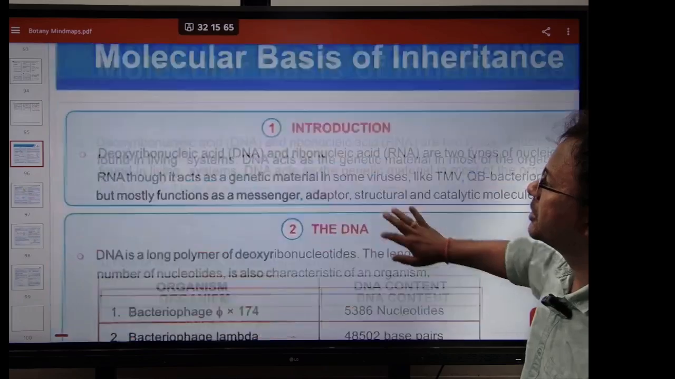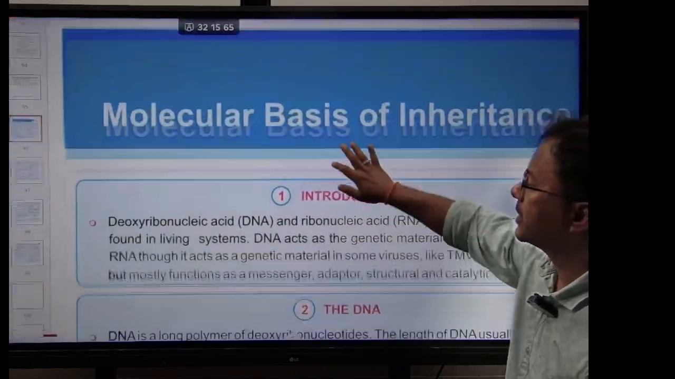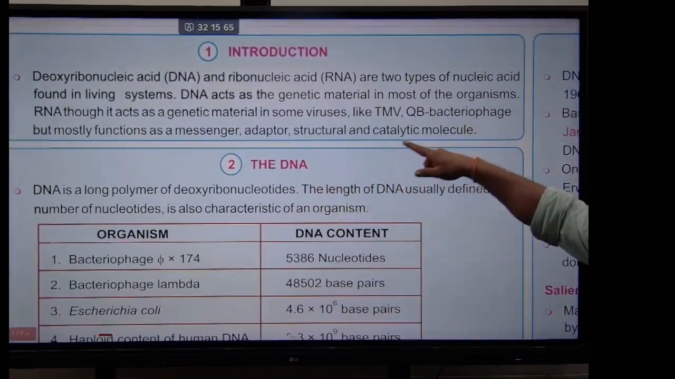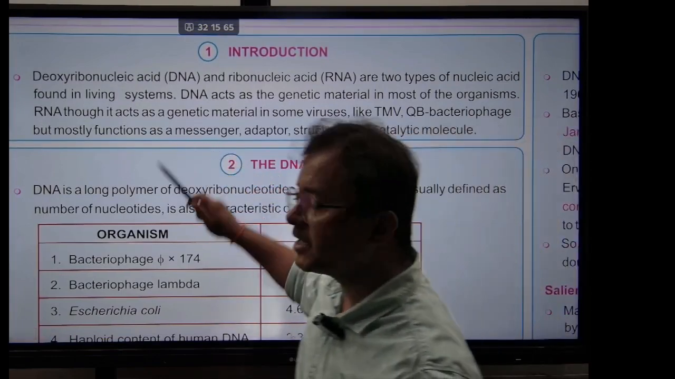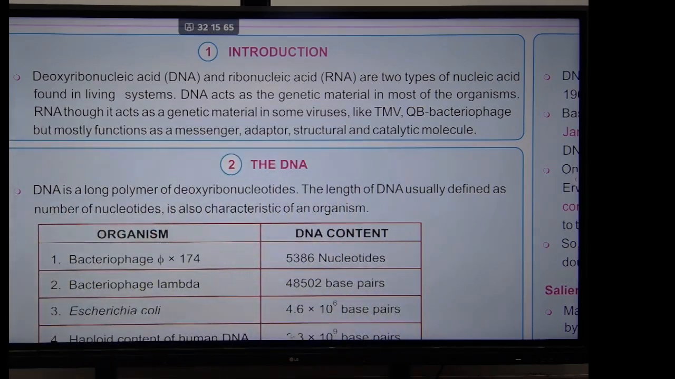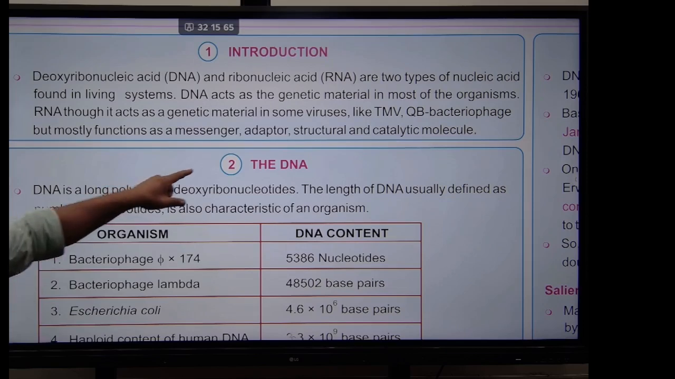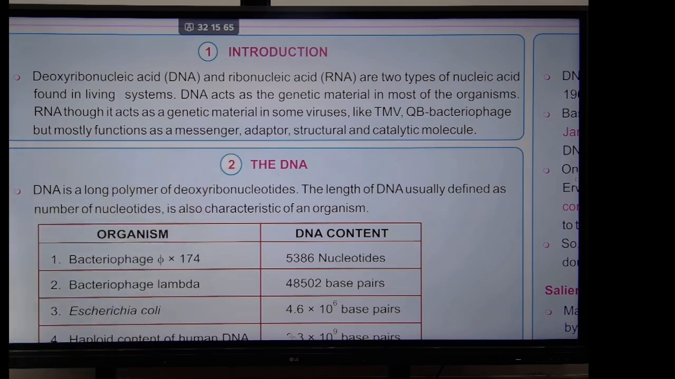RNAs can function like, what's the guess here? In some, they act as genetic material. In some organisms, they function as messengers. What's the meaning of the word messenger? They transmit the information from the DNA, and this information is used to synthesize the proteins. Second one is adapter. What is an adapter here? The tRNA molecule. What is the function of tRNA molecule?